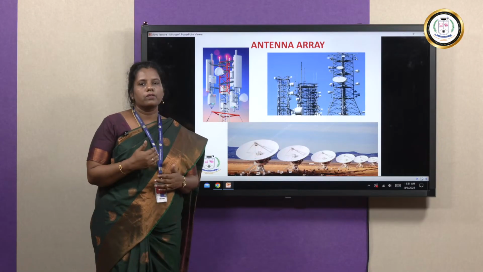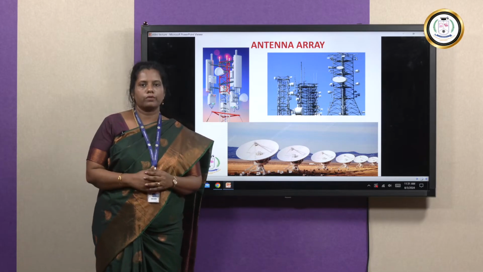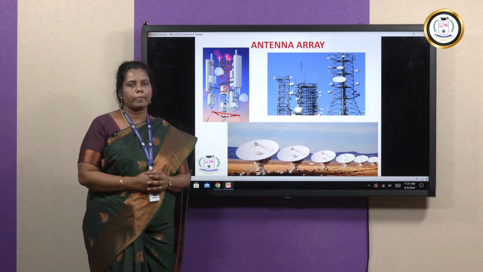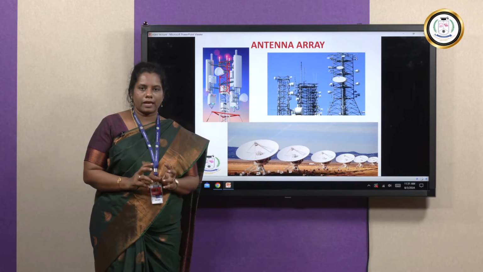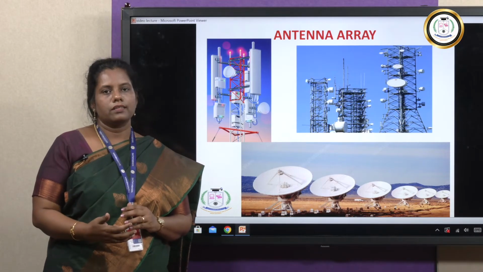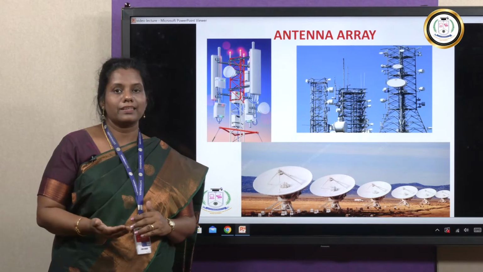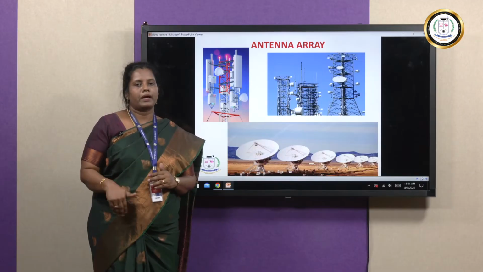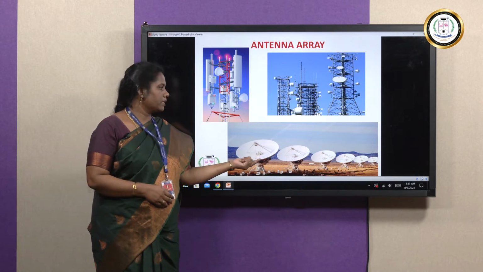Let's see about the antenna array introduction, where it is used, and what the applications of antenna array are. If two antennas are excited simultaneously, what is the outcome? And if the number of isotropic sources or antennas is increased, how will the radiation pattern be? So this is the overview of this session. Let's see one by one.